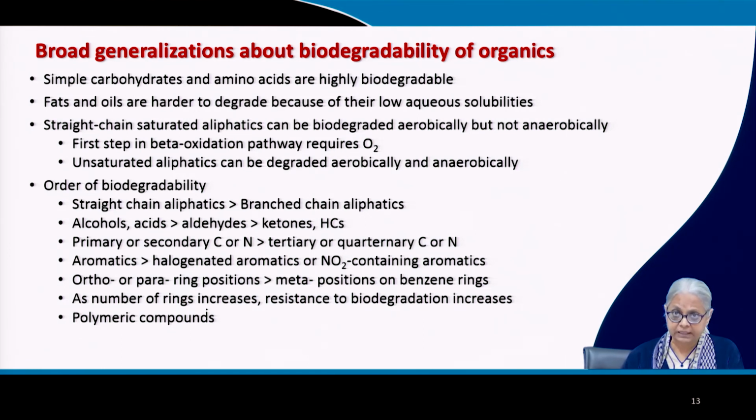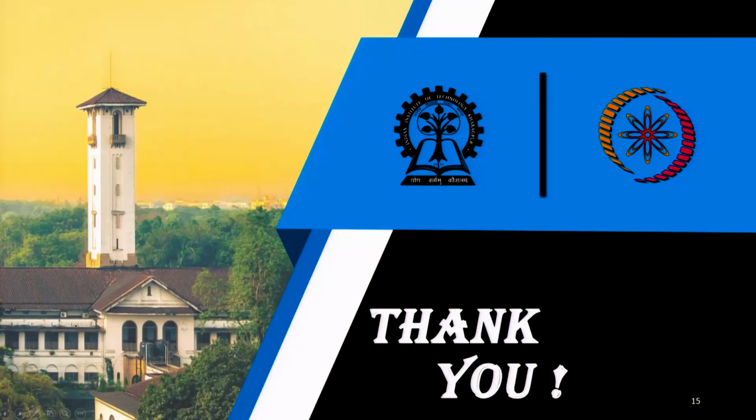As the number of rings increases, resistance to biodegradation increases. Simplest example, benzene versus naphthalene. Naphthalene has 2 rings, benzene has 1 ring. Naphthalene is much harder to degrade compared to benzene. And then polymeric compounds.